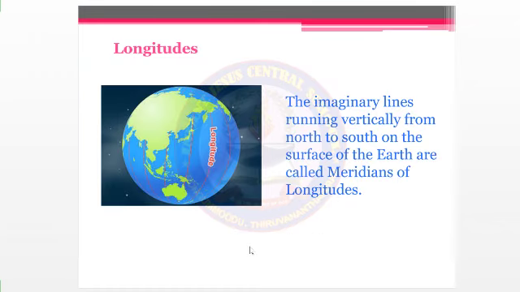Next, longitudes. Do you know what longitudes are? The imaginary lines running vertically from north to south on the surface of the earth are called meridians of longitudes. These lines are vertical lines.